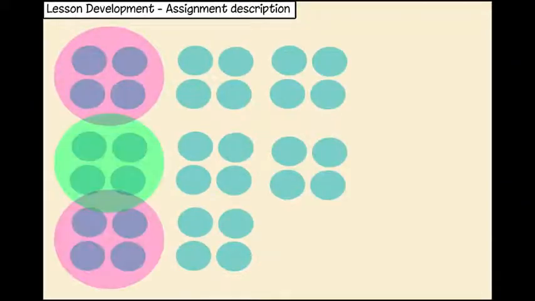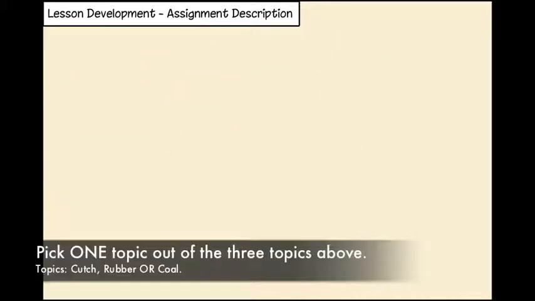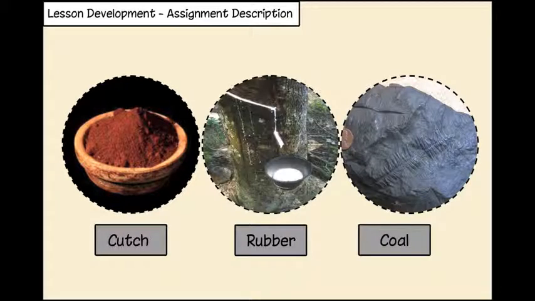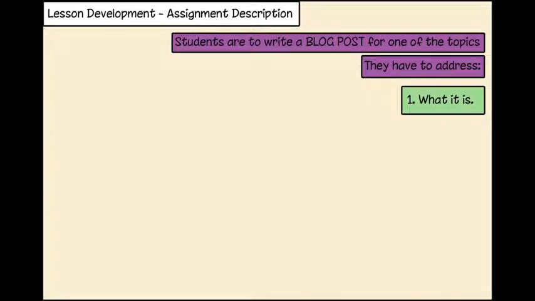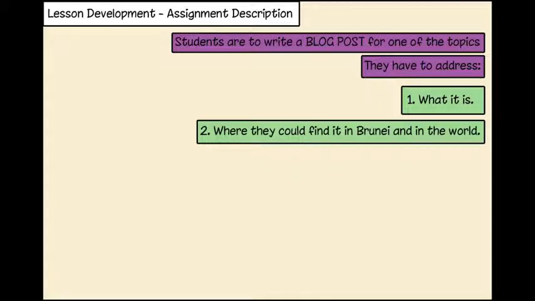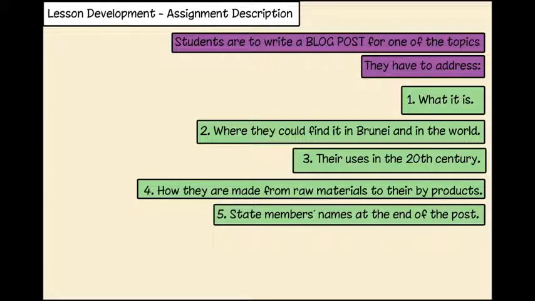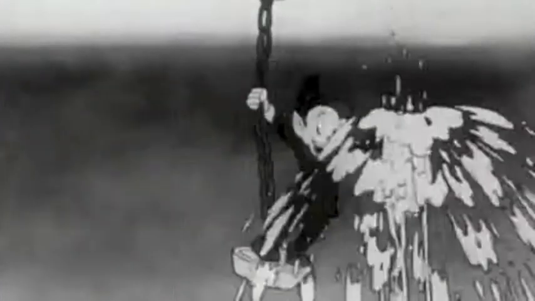Now for the assignments. The students will group themselves into groups of 4, and they will have to pick out one topic out of the 3 topics given: kutch, rubber, and coal. The students will write a blog post for the topic they have chosen. In their post, they have to address what the product is, where they can find it in Brunei and globally, the uses of the products, and how they are manufactured. Students are to incorporate the use of text, images, and videos in their posts.